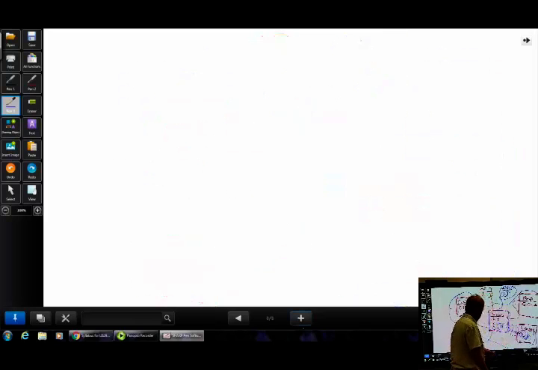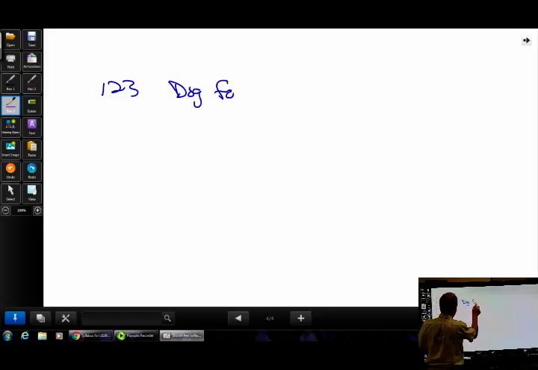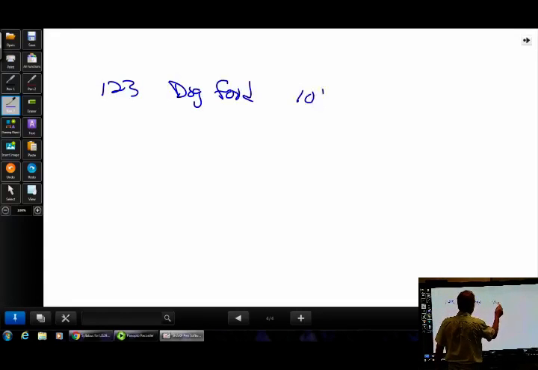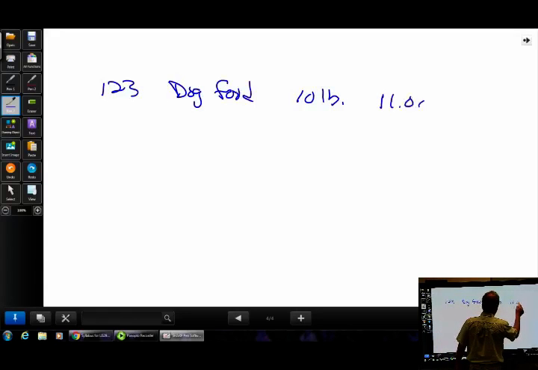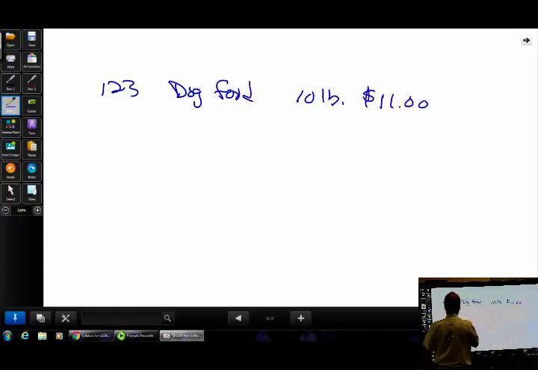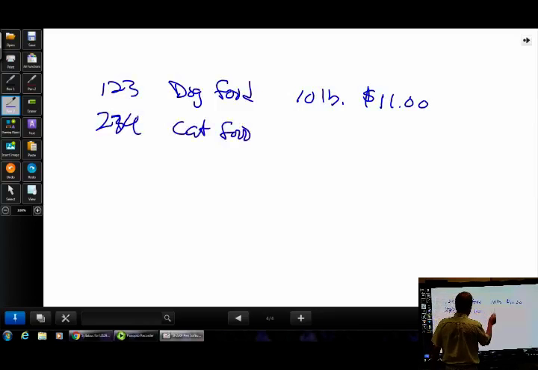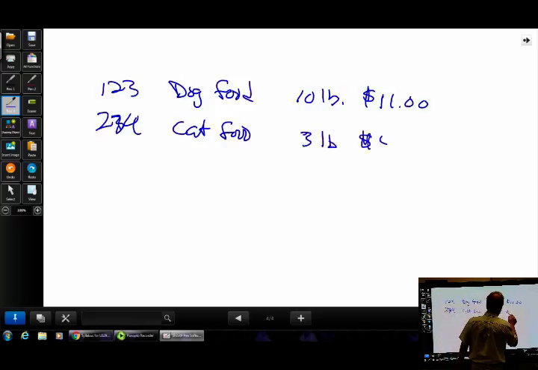I'm going to have a barcode that's going to be 1, 2, 3. The description is going to be dog food. It's going to be 10 pounds for the size. Price is going to be $11. Then I'm going to have another one, 2, 3, 4. It's going to be cat food. It's going to be 3 pounds. It's going to be $4.